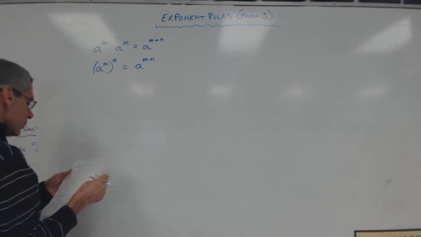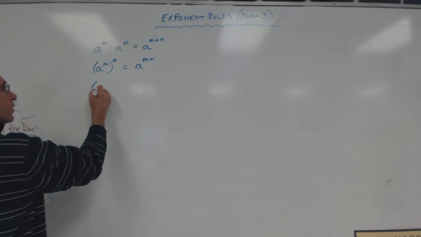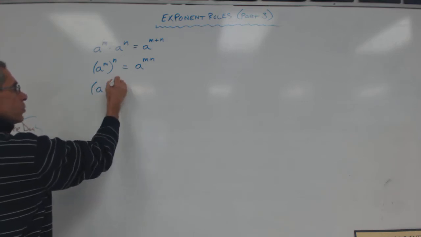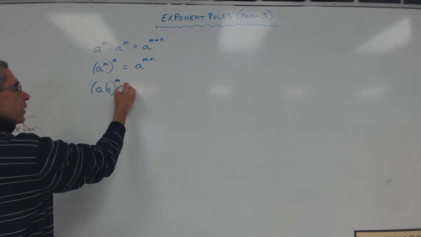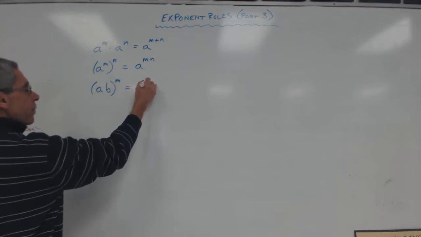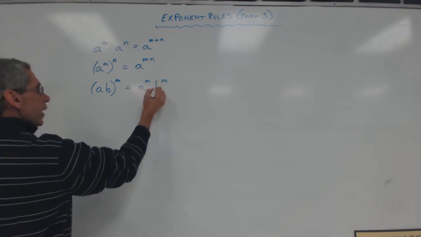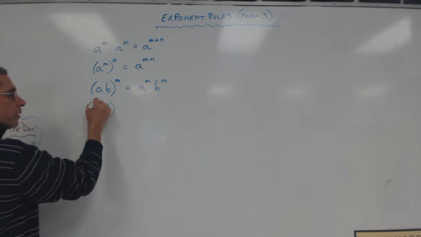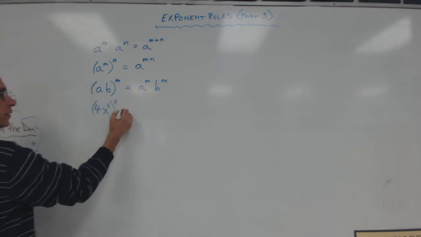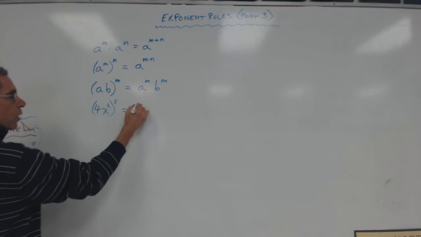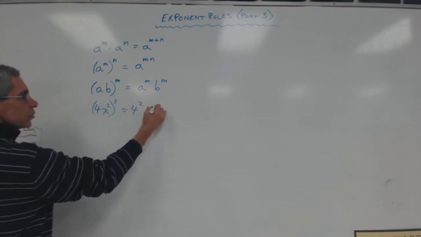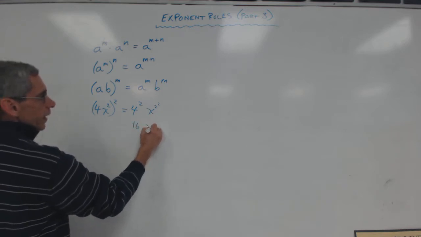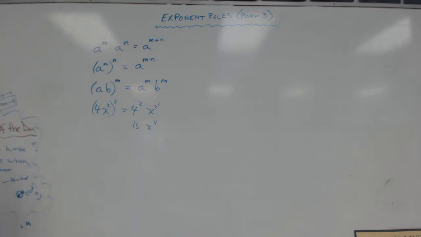And then there was another one where we learned this too. A times b to the nth power is equal to a to the n, b to the n, right? An example with that was 4x squared, that's squared, right? So I'm squaring the 4 squared, x squared squared, right? Which is 16x to the 4th, right?